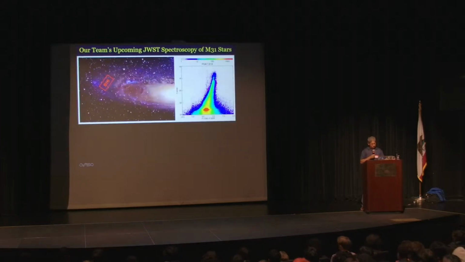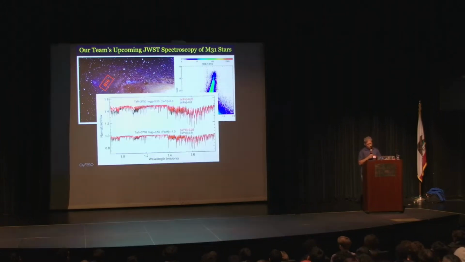Here is a section of Andromeda where the graph on the right shows brightness on the y-axis and temperature, an inverted temperature scale, so temperature increasing to the left on the x-axis. And we are getting ready to take spectra with the James Webb Telescope, and we should be able to use that to measure the chemical composition of stars, which is something our group studies in great detail.